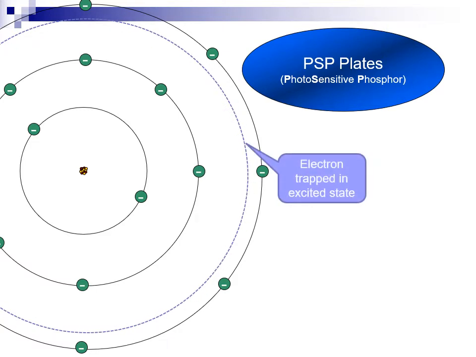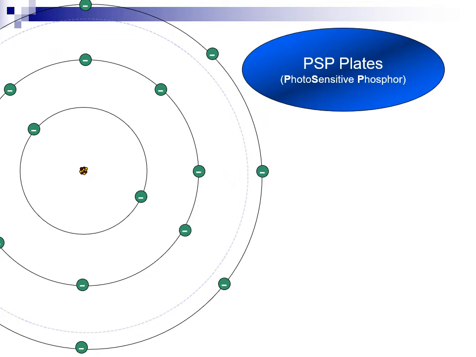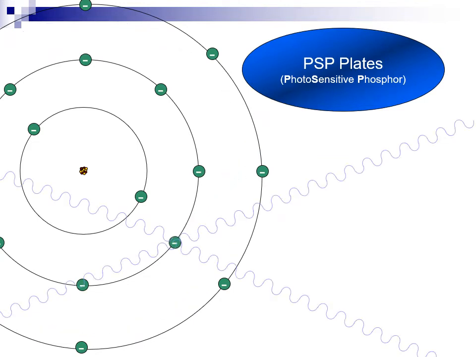PSP plate electrons can remain in this excited state for some time until scanned by an infrared laser. When the trapped electron is hit with the energy from the laser, it drops back to its original state, emitting a burst of light. The amount of light a PSP plate produces in each area is proportional to the number of X-rays striking that area of the plate.